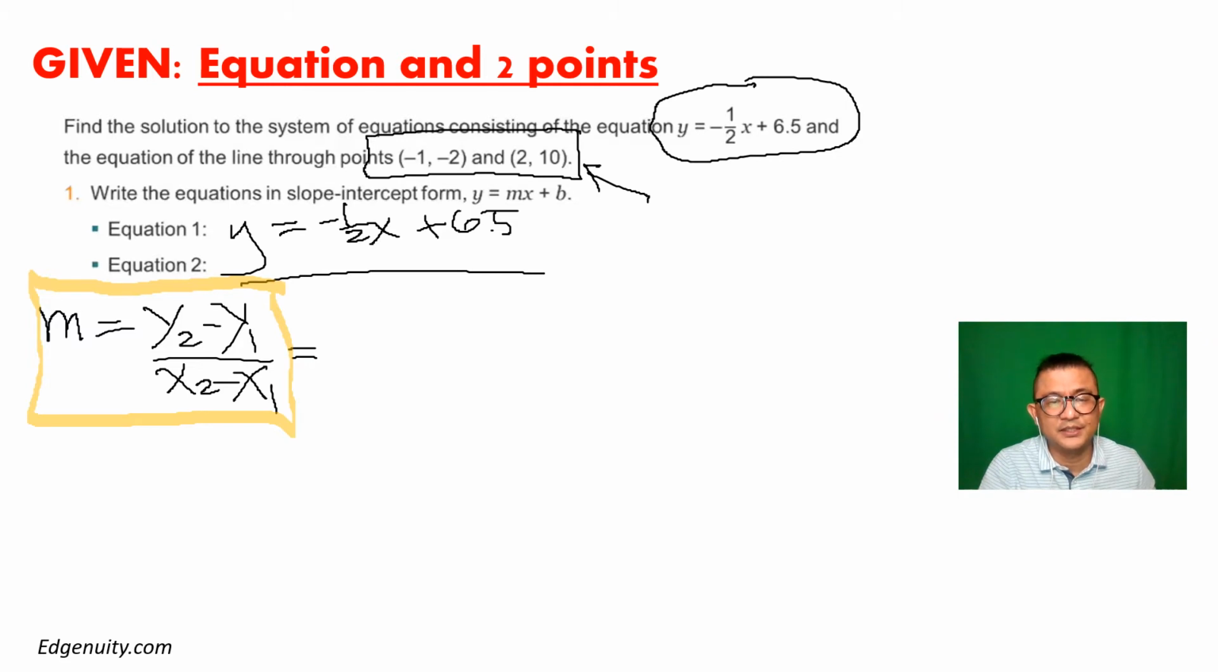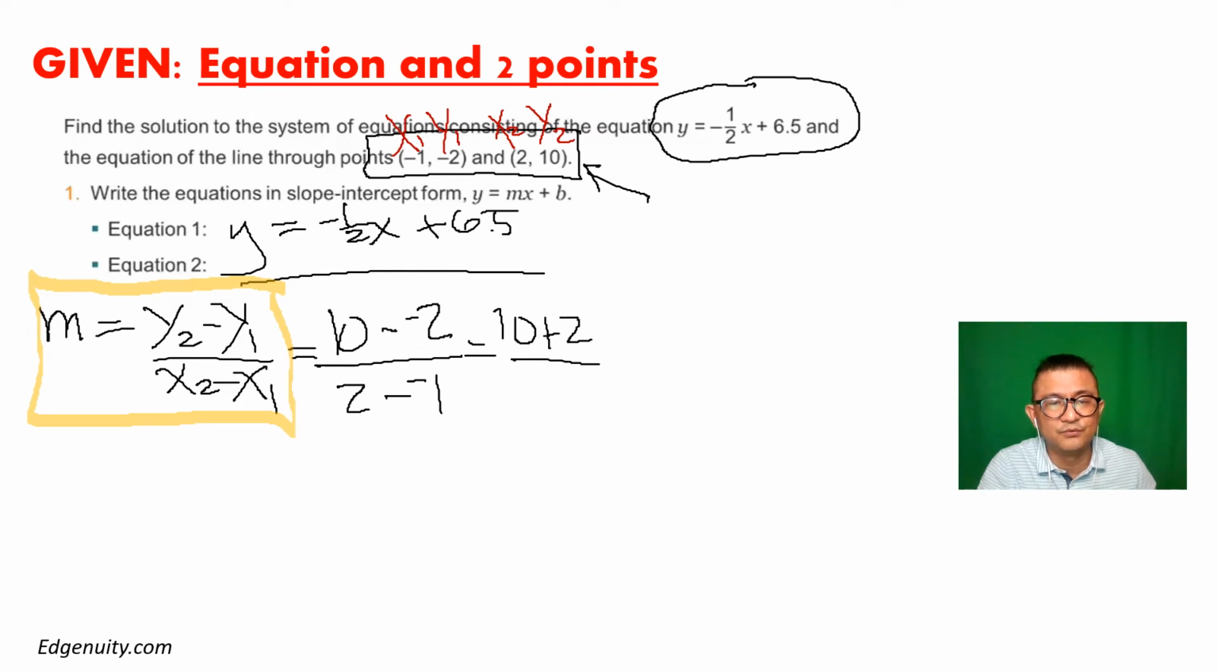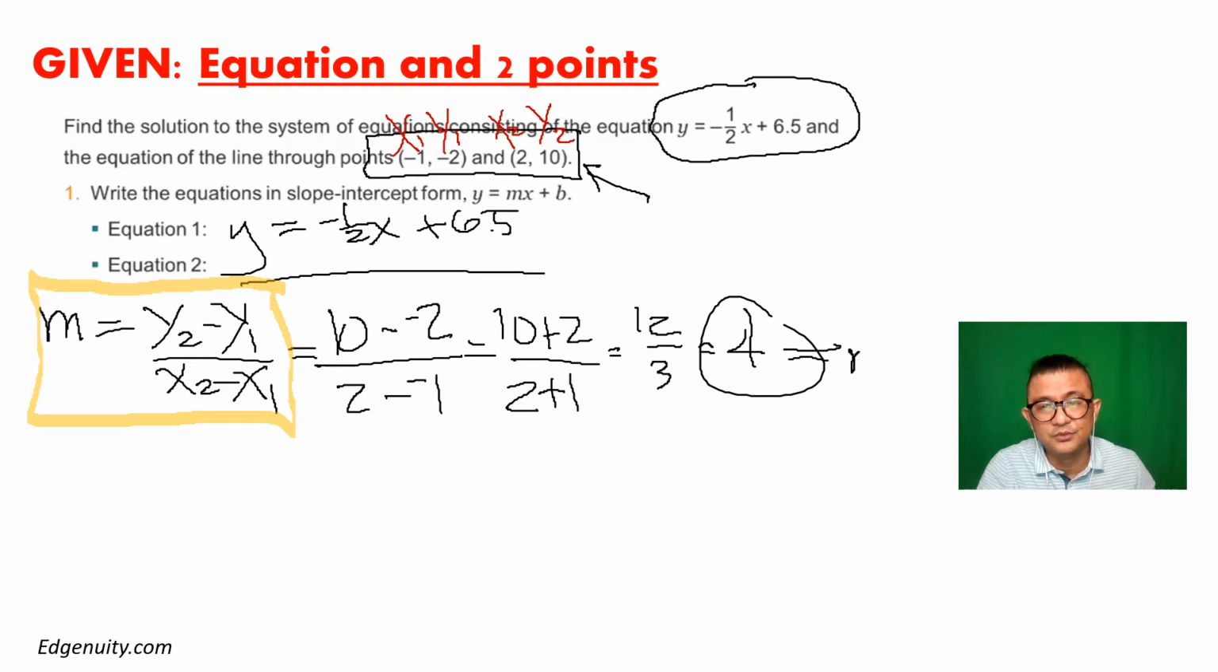Let's just plug in the numbers. Where do I get them? I get them from here. So this would be my x1, y1, x2, y2. Remember, get the y's first and subtract. 10 minus negative 2 over 2 minus negative 1. You know where I got that? From the values on top. So the top will be 10 plus 2 over 2 plus 1. Keep change opposite, remember that. 12 over 3 is 4. So you know that your slope is equal to 4.